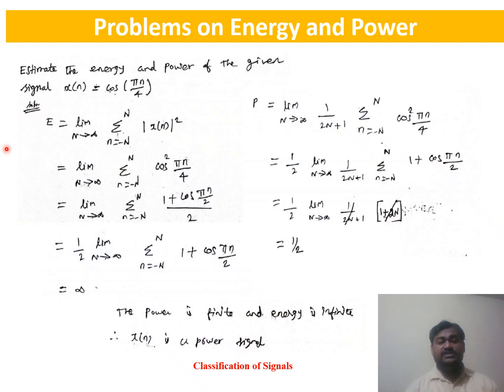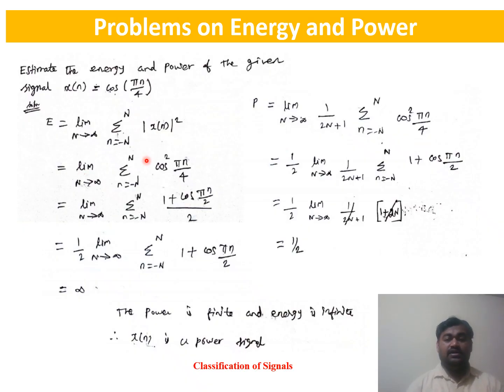One more example. Estimate the energy and power of the given signal x of n equal to cos pi n. Instead of theta, we are having pi n. This is discrete, so substituting the discrete energy and discrete power formulas, E equal to limit n tends to infinity, summation n equal to minus n to n, modulus x of n whole square. This is the formula to find energy. And the formula to find power, P equal to limit n tends to infinity, 1 by 2n plus 1, summation n equal to minus n to n, cos square pi n.